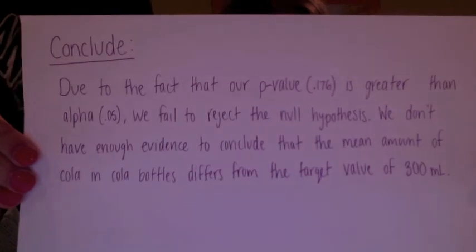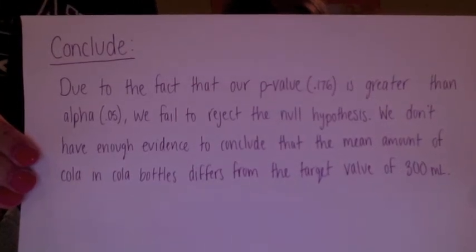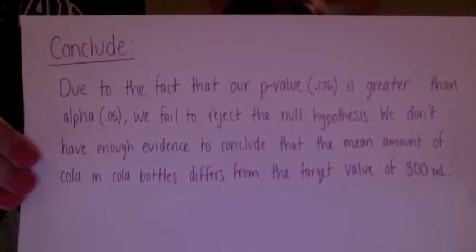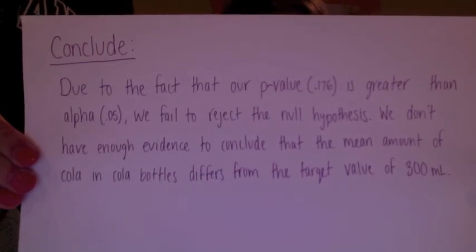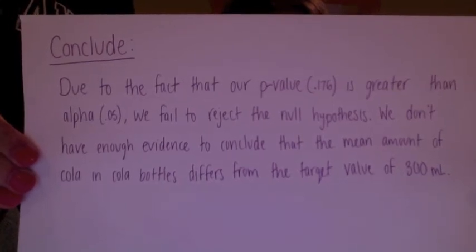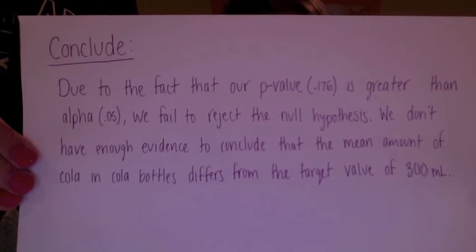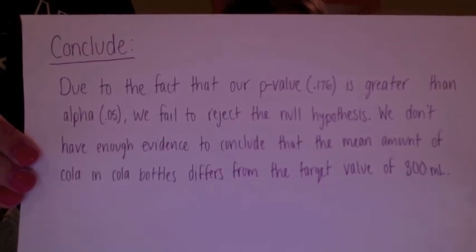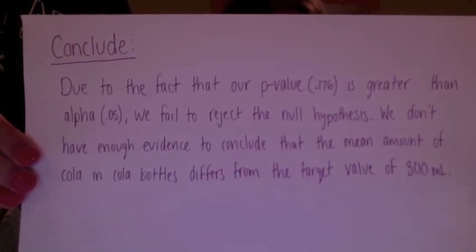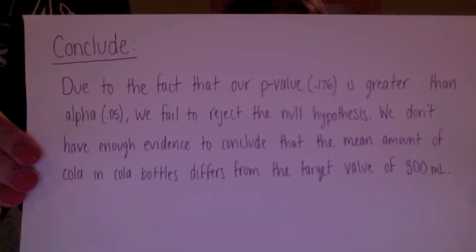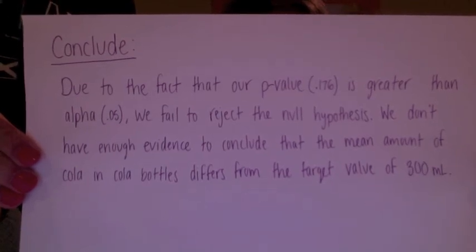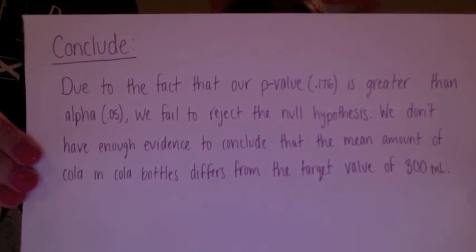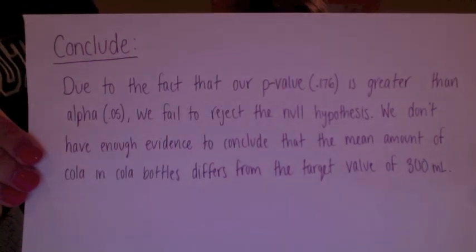Now, if our p-value was less than alpha, we could conclude that we do have enough evidence that the mean amount of cola in cola bottles differs from the target value of 300 milliliters. But since our p-value is greater than alpha, our conclusion is that we do not have enough evidence to conclude that the mean amount of cola in cola bottles differs from the target value of 300 milliliters.